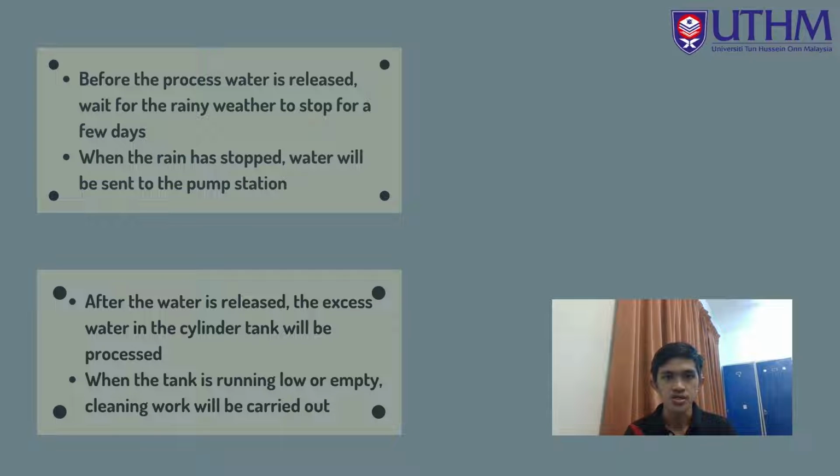Before the processed water is released, we have to wait for the rainy weather to stop for a few days in order to be able to identify that the water in the river is now abundant and in normal level conditions. When the rain has stopped, then the water will be sent to the pump station to move the water back to the river. After the water is released, the excess water in the cylinder tank will be processed like the water before, and the process will be repeated until the tank is empty.